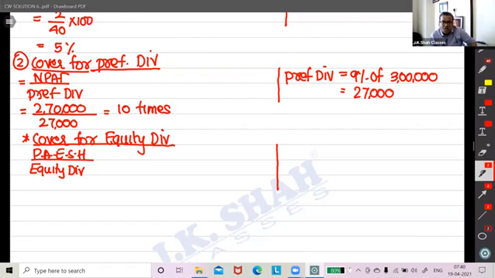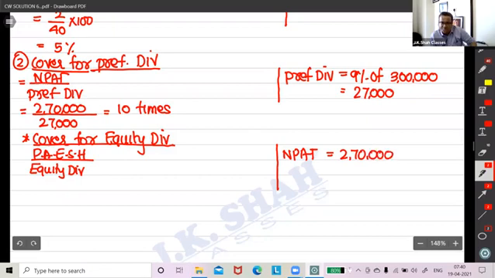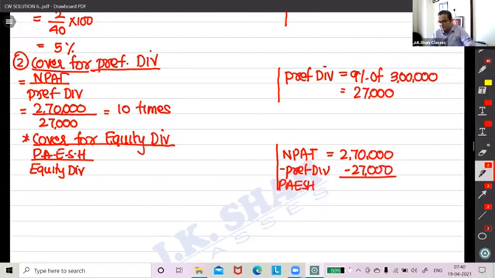So first of all, we have to calculate PAYESH. NPAT is 270 minus preference dividend of 27,000 will give us PAYESH. Right? So 270 minus 27,000 gives me 243.